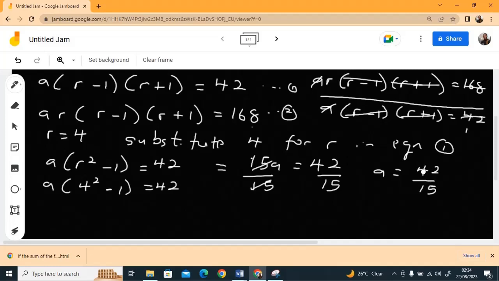I think 3 can go here. 3 and 4 is 12. 3 times 4 is 12, that's 14. So you have 14 over what? Over 5 as your a.